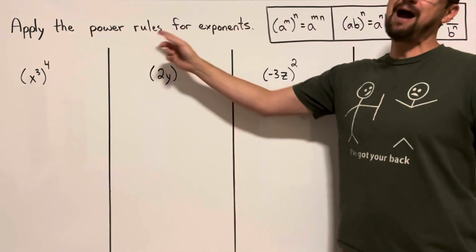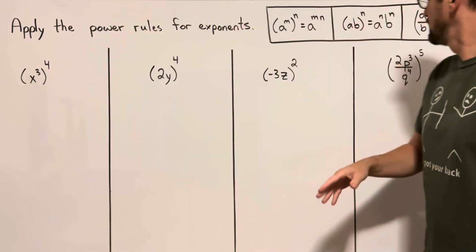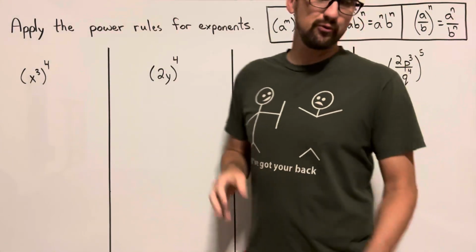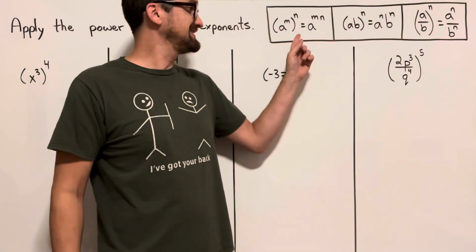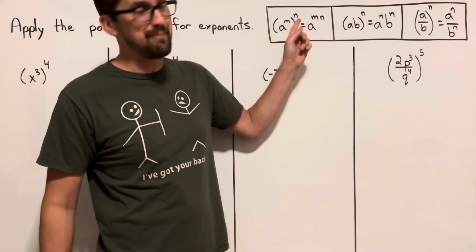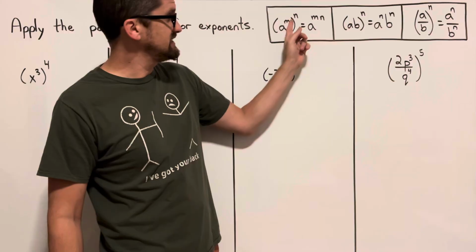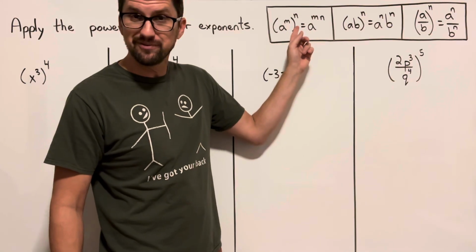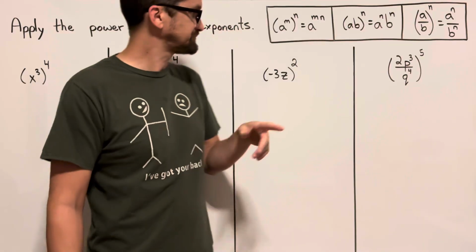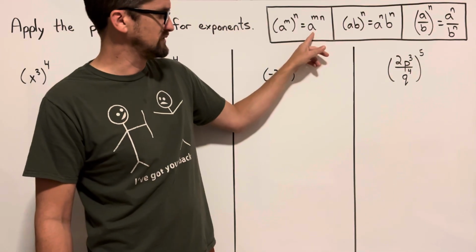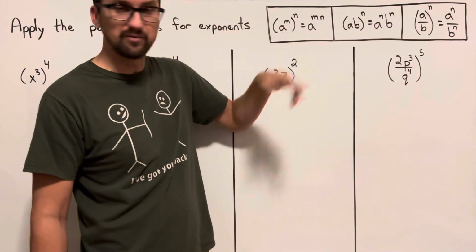Apply the power rules for exponents. The power rules, we have three of them. We have a to the m power in parentheses raised to the n power. What you do in this case is you multiply the exponents together, m times n. So we have one base, we keep one base, and we multiply the exponents.